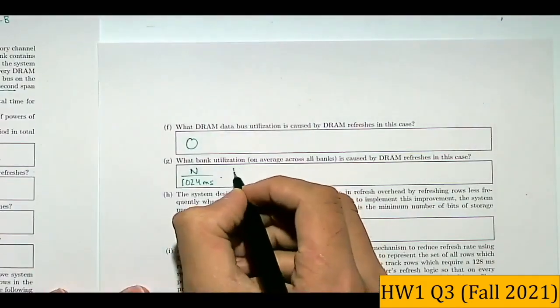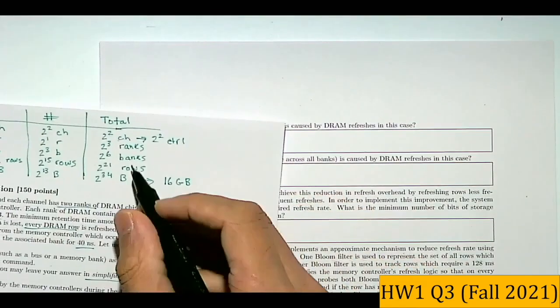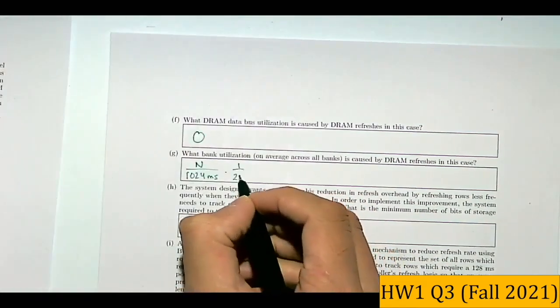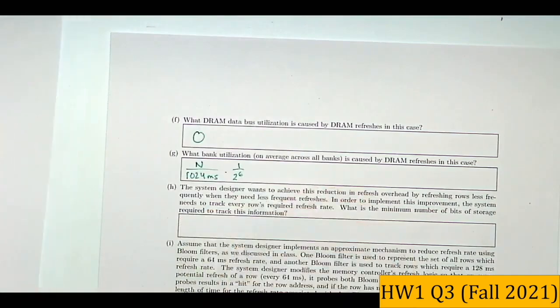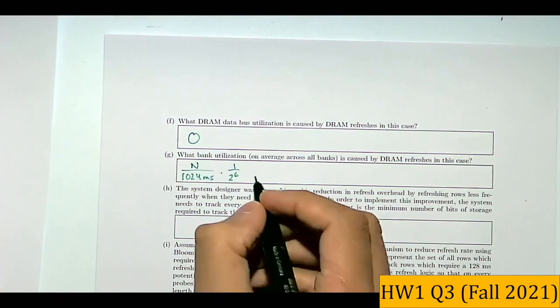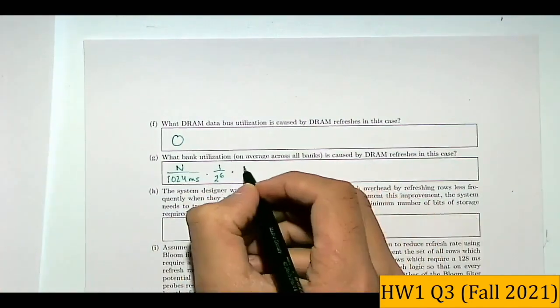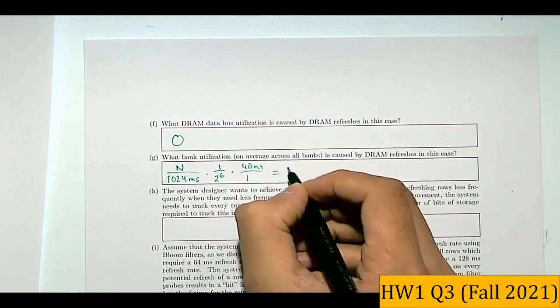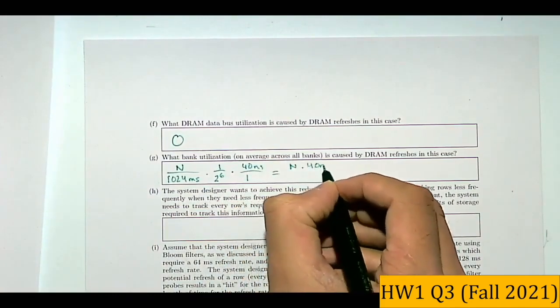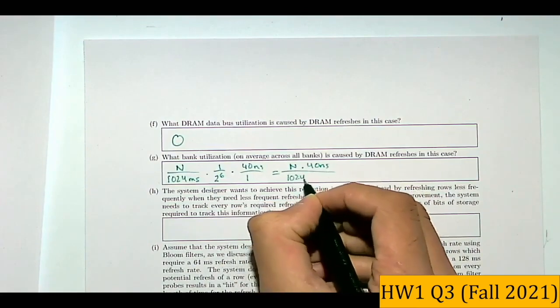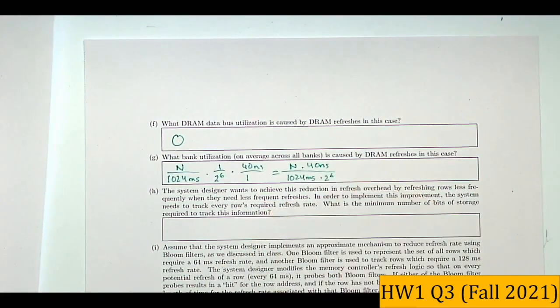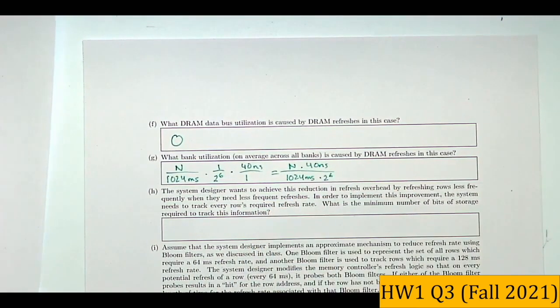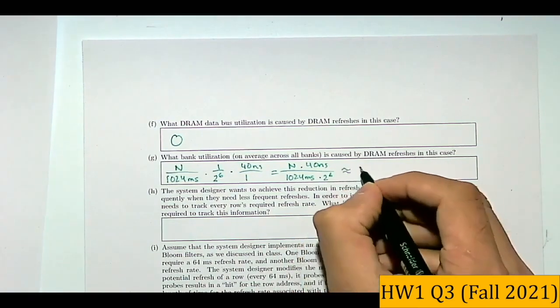So here we have 2 to the 6 banks in the system. We're going to say that these refresh operations are equally distributed amongst banks. That's how we would arrive at this answer. It's 40 nanoseconds per refresh operation, so when we compute that, it's n times 40 nanoseconds over 1024 milliseconds times 2 to the 6. In the solutions, that's about 0.5%.